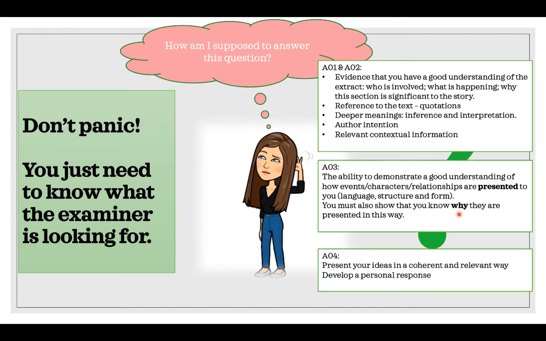And finally, we have AO4. This is to do with how you then construct your ideas. Present your ideas in a coherent and relevant way and develop your own personal response. The examiner is not expecting to hear thousands of responses that are exactly the same. It is fine for you to develop your own personal response in response to the question, but also in response to the extract. What do you think about Jean, or what do you think about Leper, or how do you interpret the relationship between Jean and Finney?